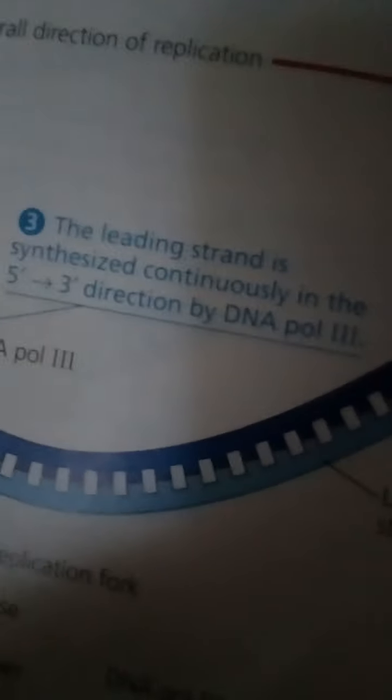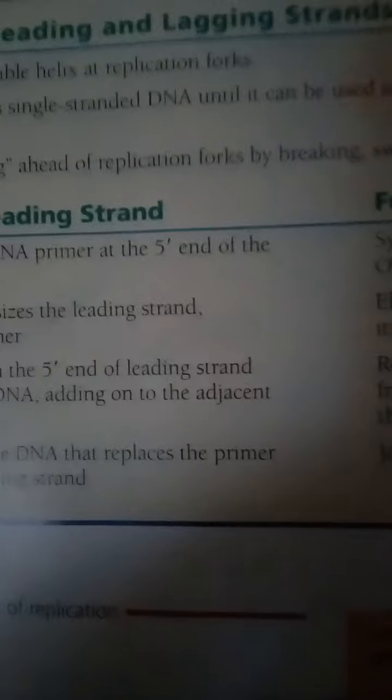Bacterial DNA replication proteins and their functions. Notice this table. Protein helicase, function for leading and lagging strands: unwinds the parental double helix at replication forks. Single-strand binding protein, function for leading and lagging strands: binds to and stabilizes single-stranded DNA until it can be used as a template. Protein topoisomerase, function for leading and lagging strands: corrects overwinding ahead of replication forks by breaking, swiveling, and rejoining DNA strands.